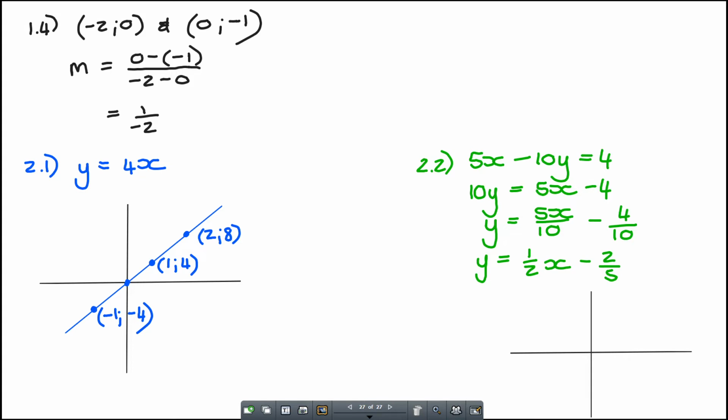Okay, gewoonlik gaan kry ek dan my x afsnit en my y afsnit. How do we get the x intercept? I make y 0. Nee. So dan gaan ek hê so 'n half x is gelyk aan 2 op 5. Ja? Ja, jy mag. So 4 over 5. Nee.